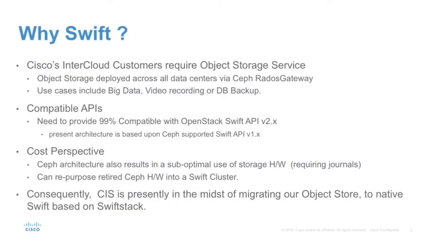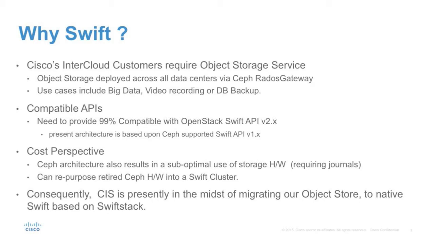Let me give you a little bit of background regarding what the Cisco Intercloud is. Basically, we provide the infrastructure for Cisco applications. Our customer is Cisco internal, but the Cisco application customer is external. So actually, we are providing object storage at this moment. But the object storage is based on the Rails gateway, and we got more and more requests. People want more object storage space for use cases like big data, video recording, or database backup.